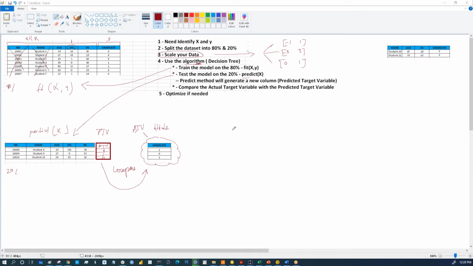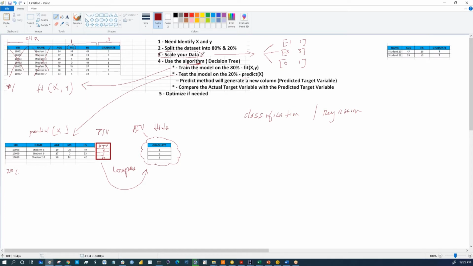Okay, so this is the process of building a model for classification, and it does apply for regression also. For clustering, it's a totally different process.